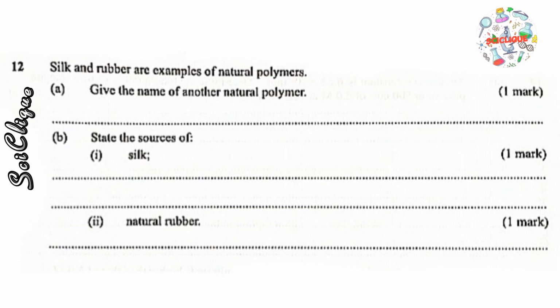We have several: wool, starch, cellulose, glycogen, and yes, you heard me right, starch and glycogen. By the way, if I may use an example of glycogen. Glycogen is a polymer because it's formed from many repeating units of glucose. So in this case, glucose is the monomer which forms glycogen. Same goes for cellulose and starch. Now part B, state the sources of silk. Silkworms. Part 2, natural rubber. This, of course, is from the rubber tree.